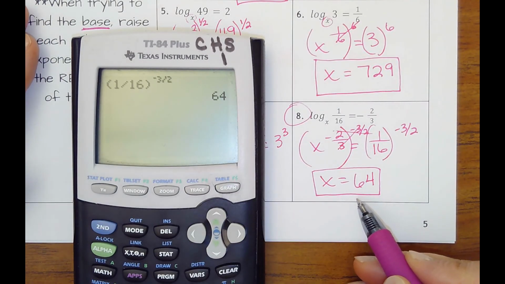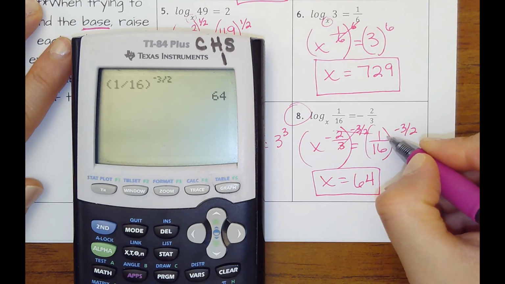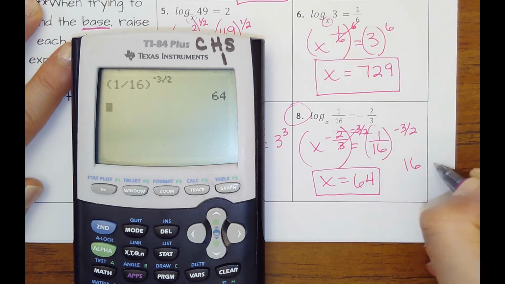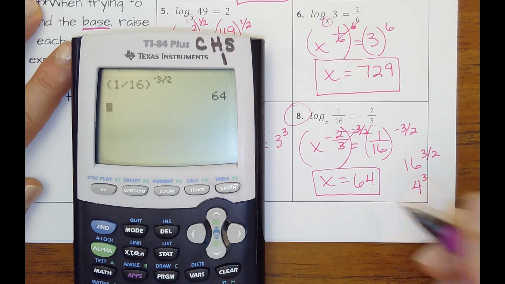Okay, you try number 8. And your answer should get 64. The reason why is this negative 3/2 power makes this the reciprocal or opposite, so it'd be 16 to the positive 3/2 power. This would be the square root of 16, which is 4, to the 3rd power. 4 cubed is 64.